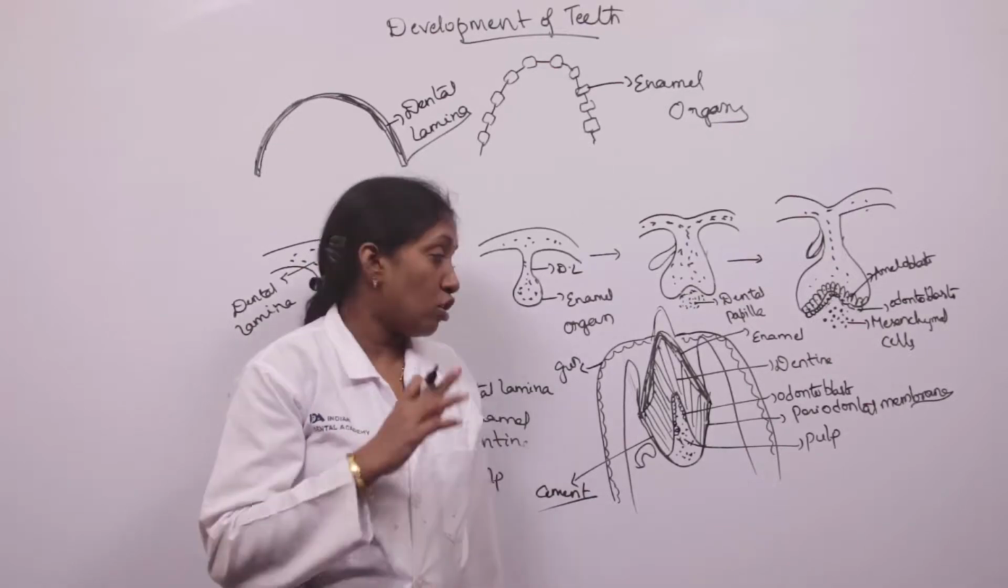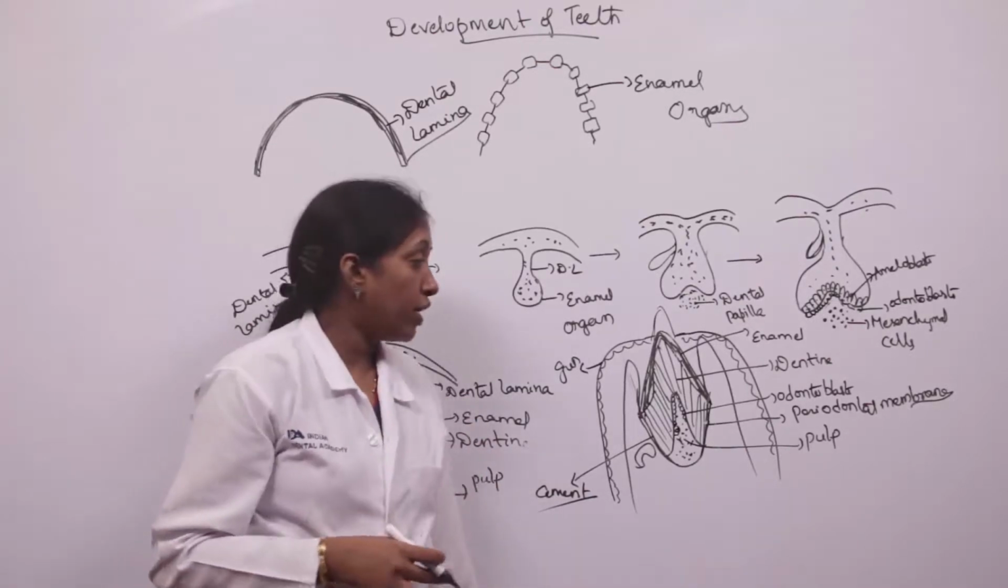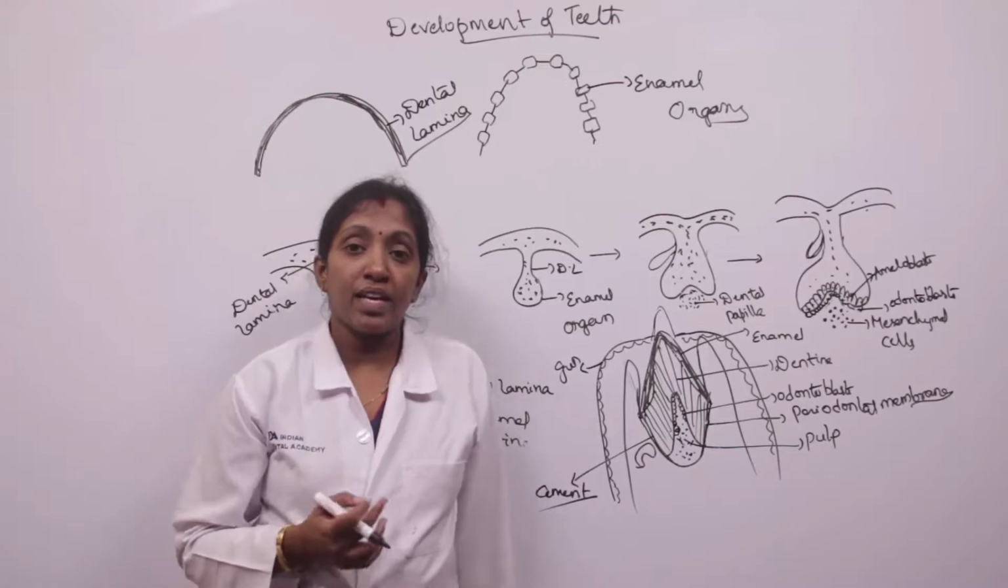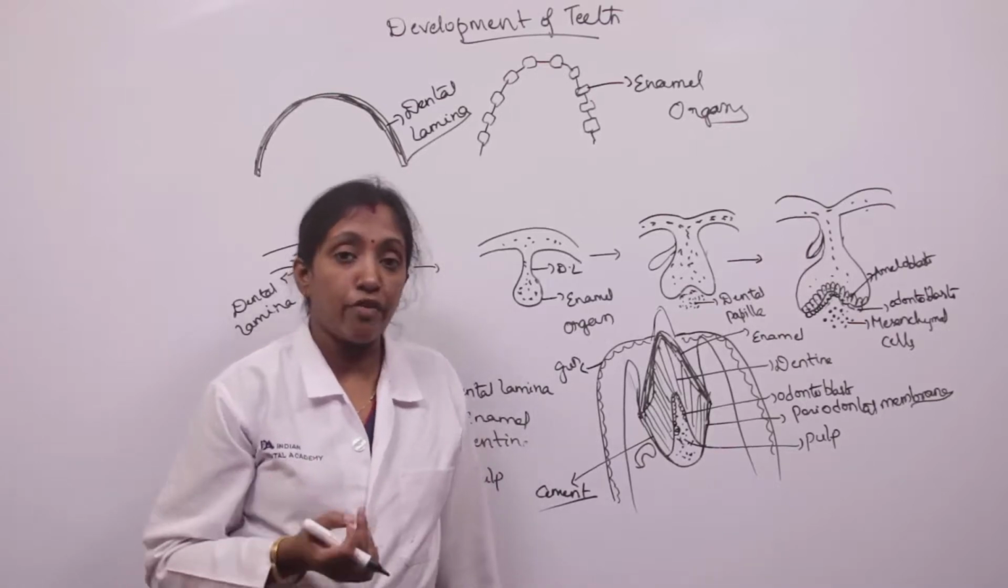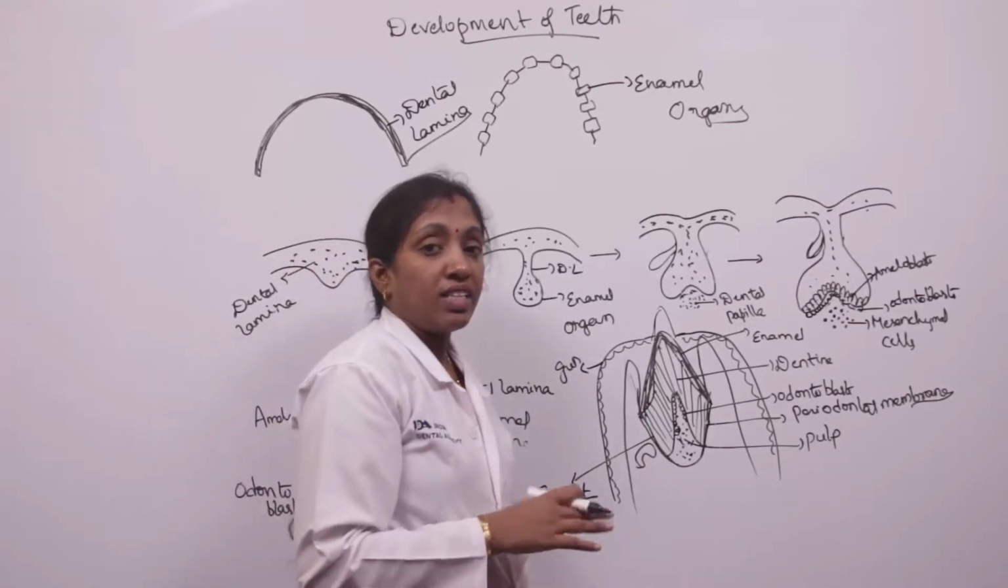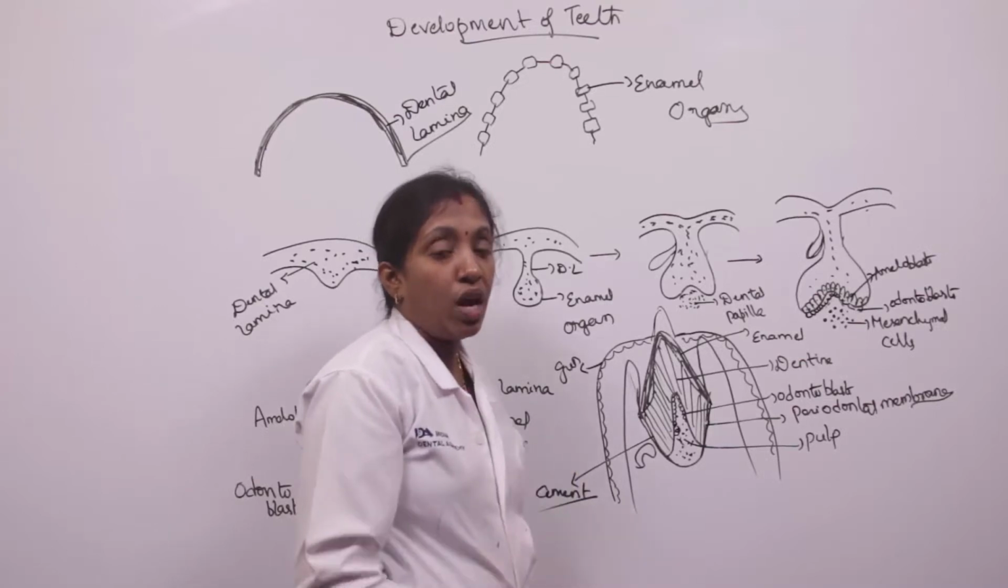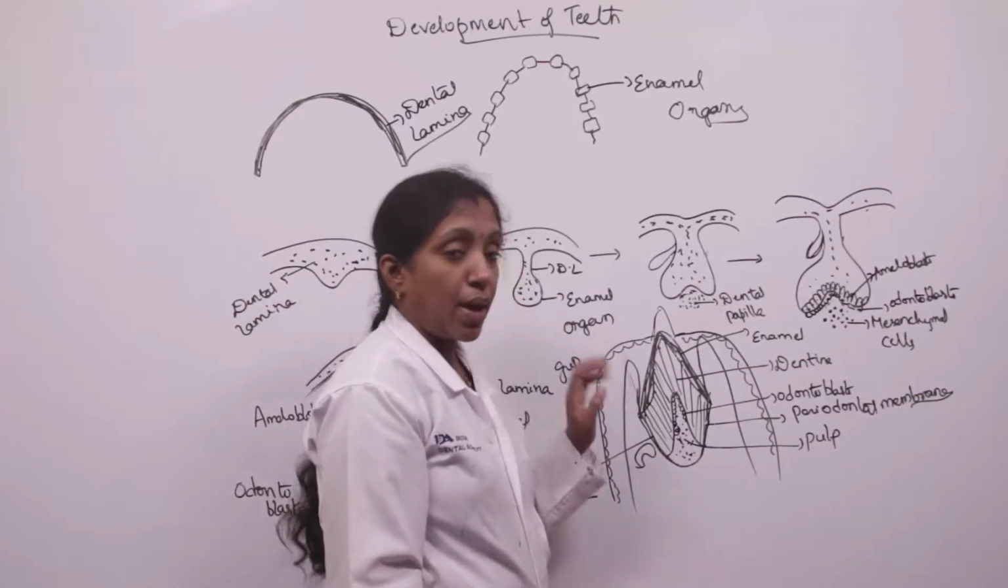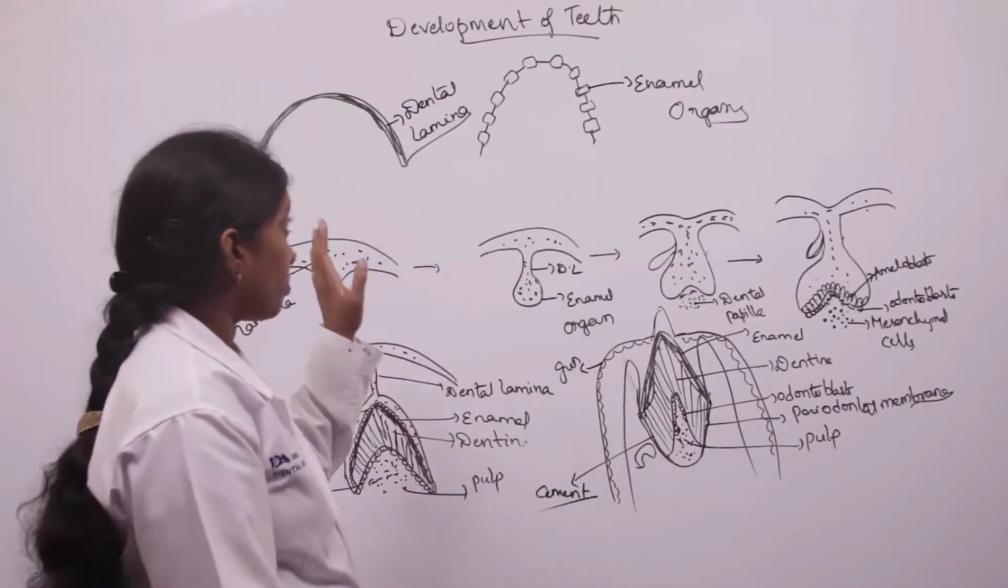And this cement is further covered by a periodontal membrane. This periodontal membrane is a fibrous membrane, also derived from the mesenchymal cells, which connects the root to the bony socket. So that's about the development of teeth.